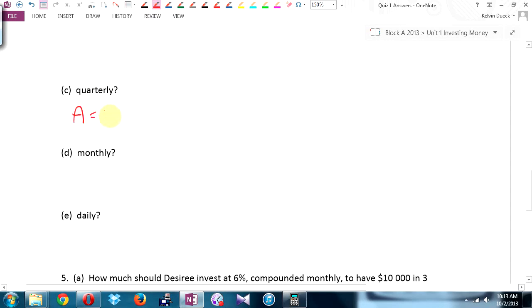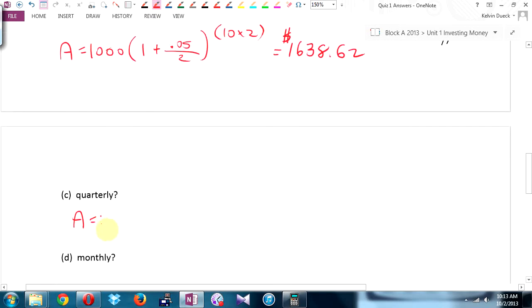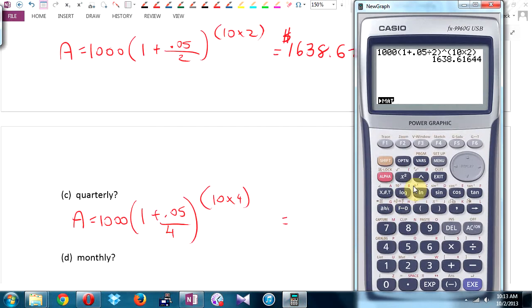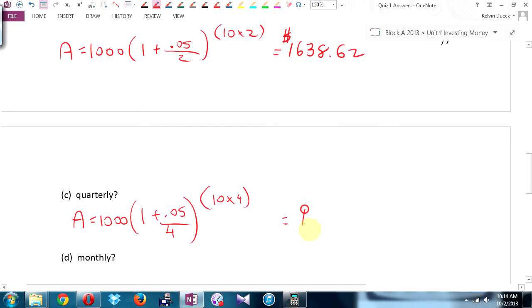What was my 1,000? 1 plus 0.05 divided by 4. 10 times 4. This is the way we change the question. Delete, make that a 4. Delete, make that a 4. Do you get 1643.62? One mark.